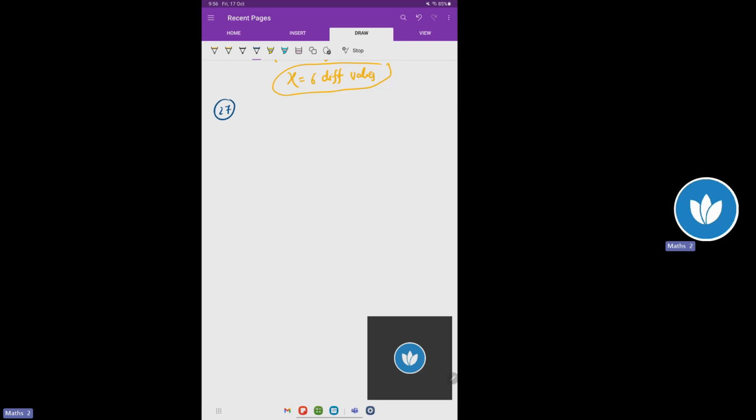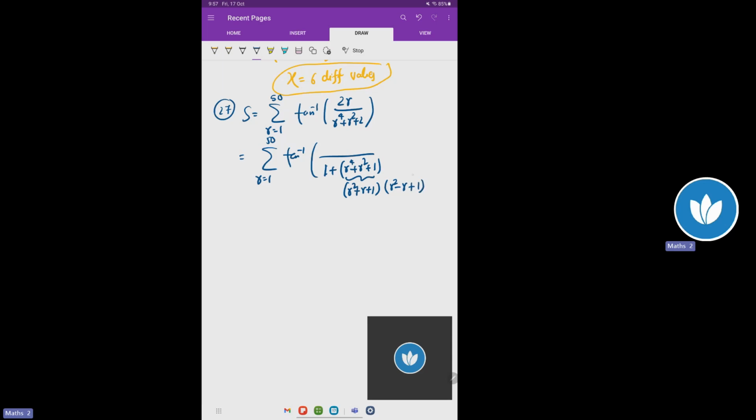In question number 27, they have written a sum, sigma r equal to 1 to 50, of tan inverse of 2r upon r to the power 4 plus r square plus 2. If you try to break this, you can write the denominator as 1 plus r to the power 4 plus r square plus 1, and you can factorize it further. Directly remember its factorization: this is r square plus r plus 1 and this is r square minus r plus 1. We can write the numerator as the difference of these.